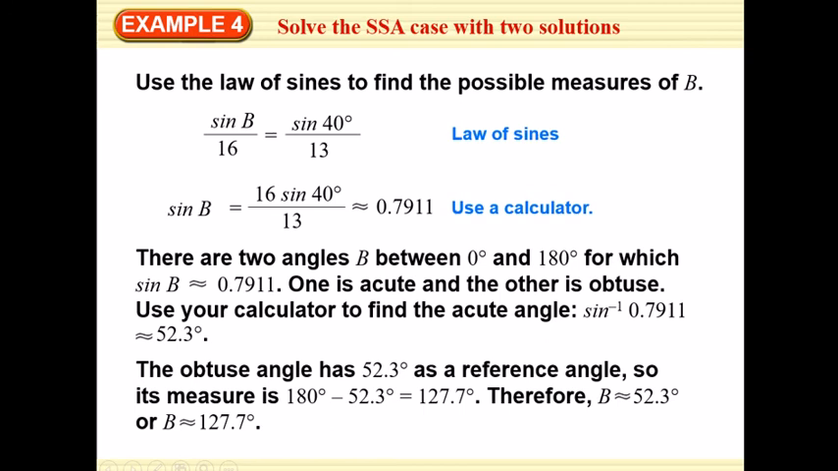So I take that away from 180, because I would be over here in the second quadrant. So I do 180 minus that 52.3 in order to figure out what this angle is. And I'd get 127.7 degrees. So I need to check out these two completely different options.